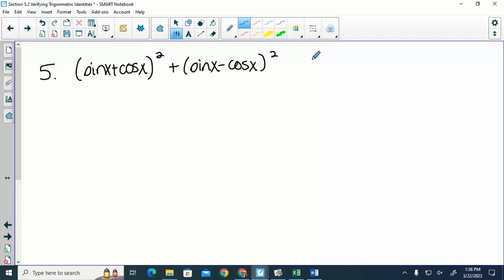So, okay, start by boiling this one. Right. That means we have 2 of them, so FOIL it.